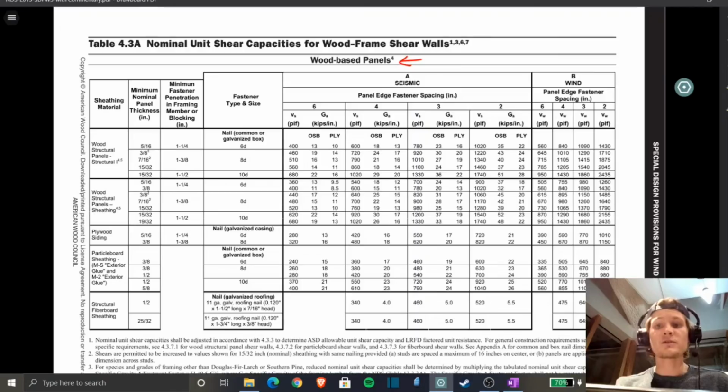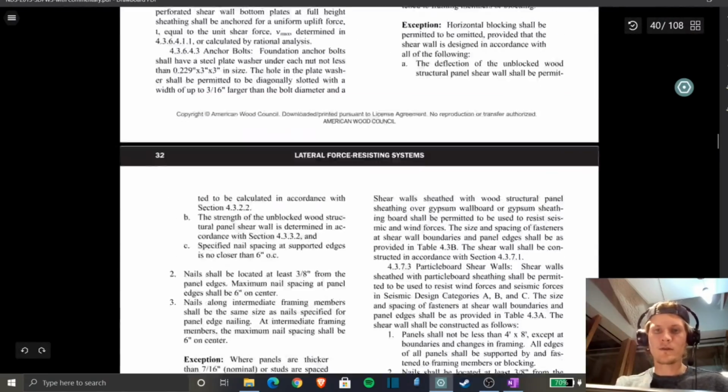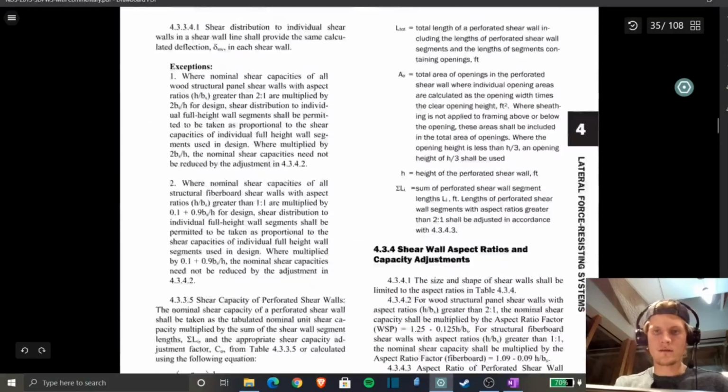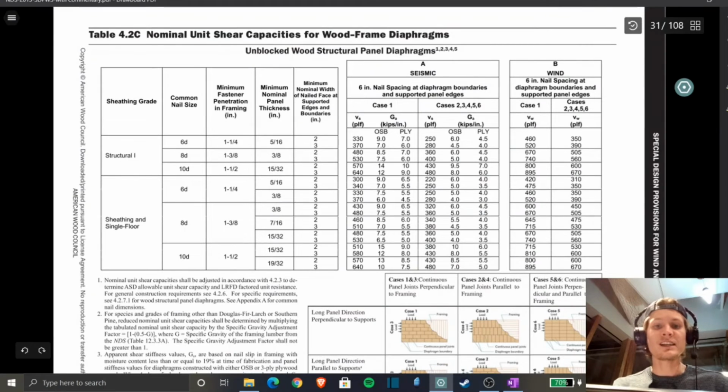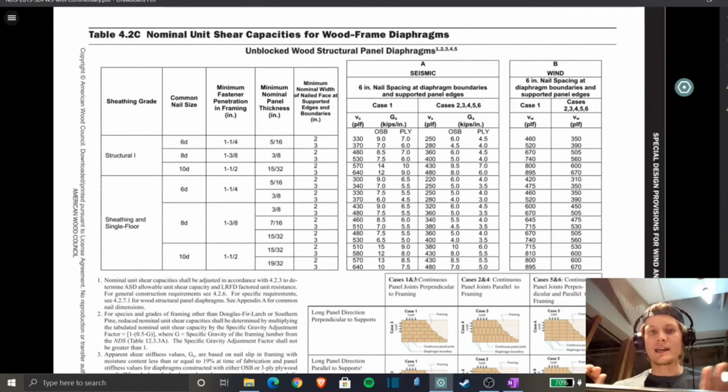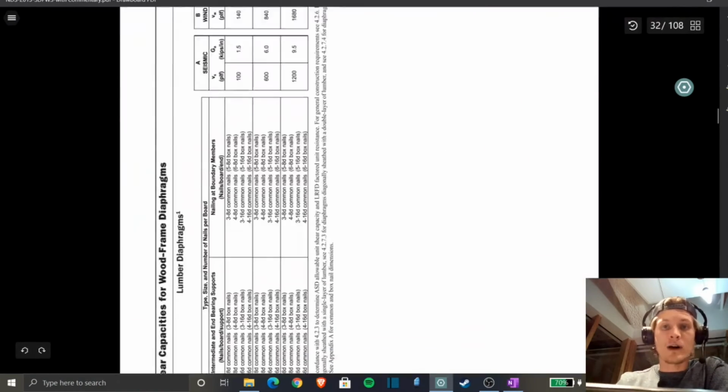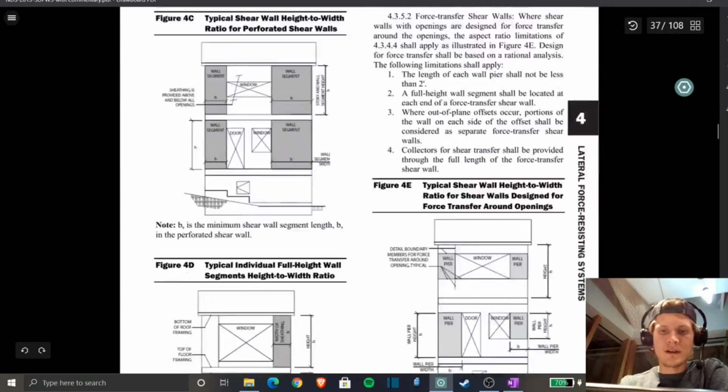And don't be confused when you look in here. I'm going to scroll up for you. Let's see if I can find it. So 4.2C, so this is nominal unit shear capacities for wood-framed diaphragms. So diaphragm, again, that's our lateral element. It's kind of our flat lateral element. That's the floor, basically, that's transferring forces to our shear walls. So they have the same setup and still table 4 point something, but don't get confused with that. That's not what you want. We want shear walls. So let's go back down.